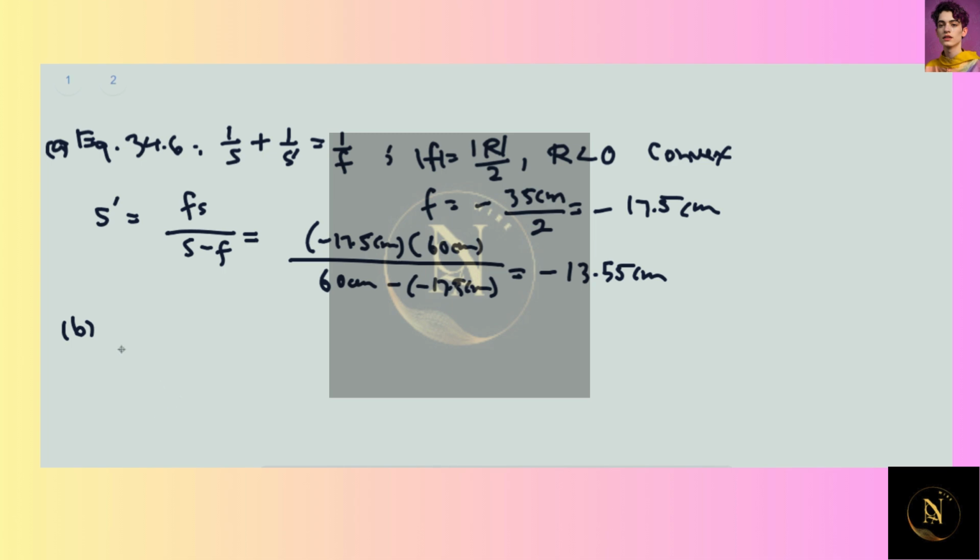size of the image. So we'll use equation 34.7, which tells us that the magnification is equal to minus s prime over s, which is also equal to y prime over y. And y prime is the height of the image, and y is the height of the object. So in this case, the height of your nose, and y prime will be the image form of your nose in this convex mirror.